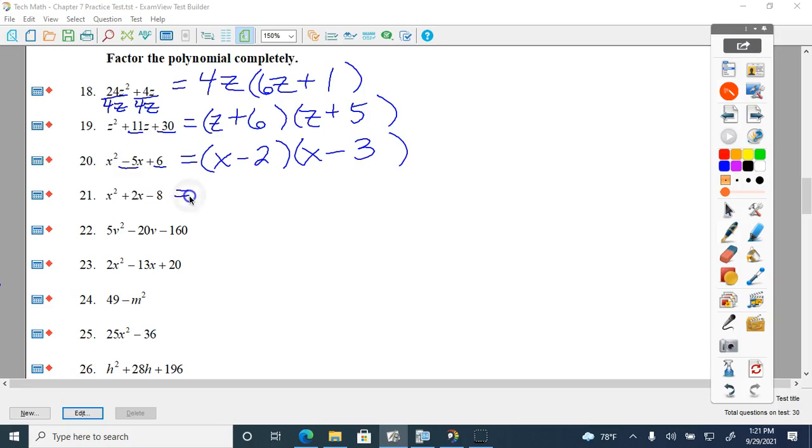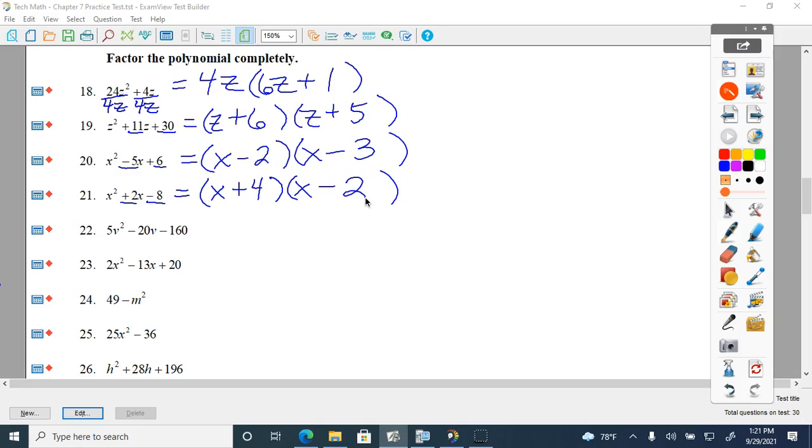21, same thing again. There is no common factor. Play the game. Two numbers that multiply to be negative 8 and add up to 2. What would that be? Positive 4 and negative 2. It does, because you're saying 4 plus negative 2 was 2. Okay? Everybody good on those first 4? First 4 is pretty simple.